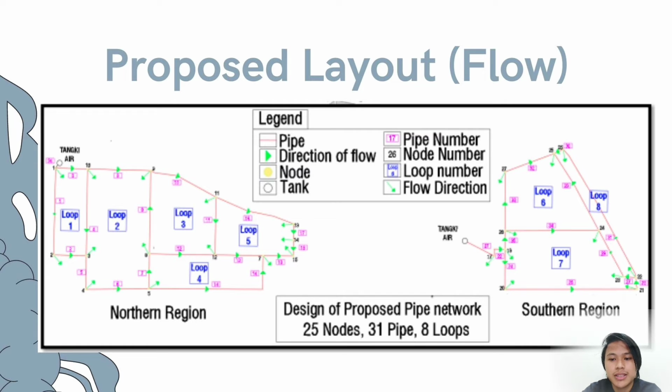Firstly, the water tank is indicated by the white circle. The green arrow shows the direction of flow, and the node is indicated by this yellow circle. Overall, this layout consists of 25 nodes, 21 pipes, and a total of 8 loops, with 5 loops in the northern region and the other 3 loops located in the southern region.